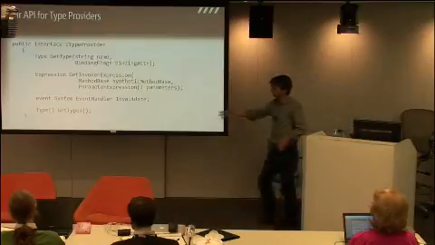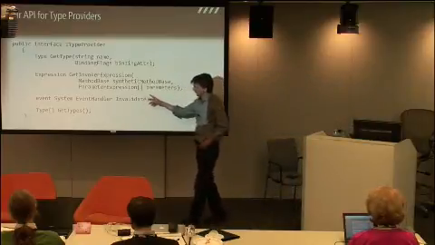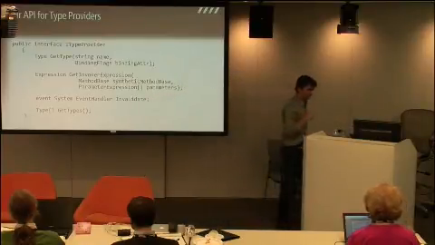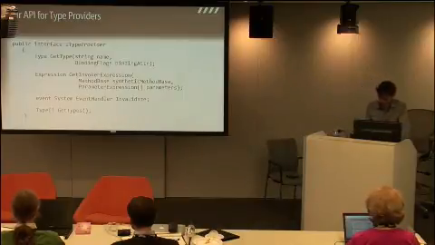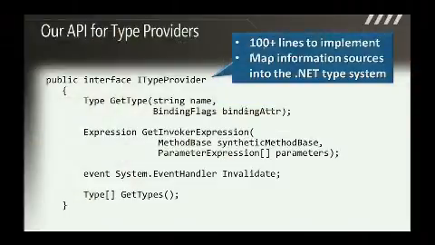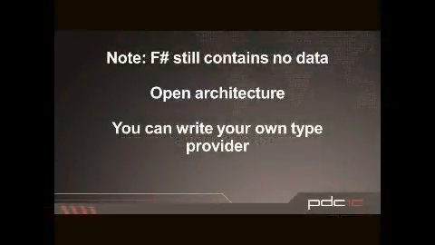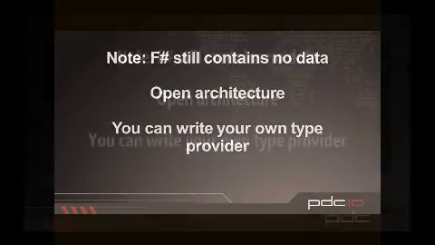Plus, there's a couple of extra hooks here to invalidate in case the assumptions of the provider have changed, and get types is for extra navigation. So they're simple to implement. One of the ones we'll look at in a bit is only 130 lines of code, on top of a simple shared library, and they just map information sources into the .NET type system. So F-sharp still doesn't contain any data. The idea is there'll be an open architecture.